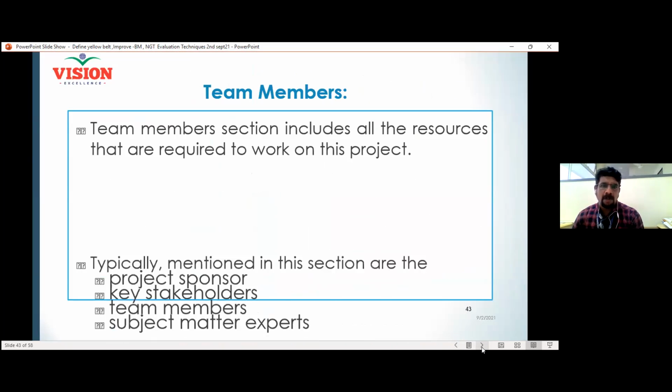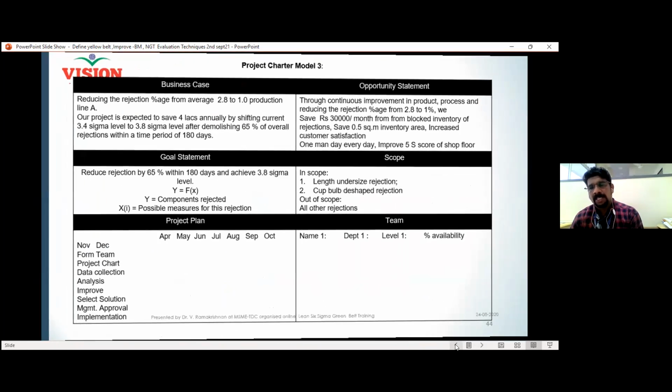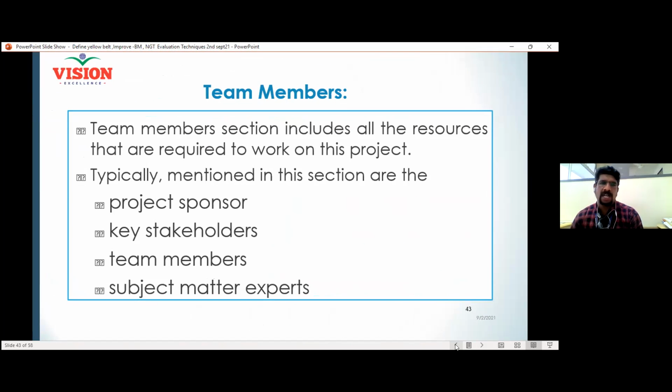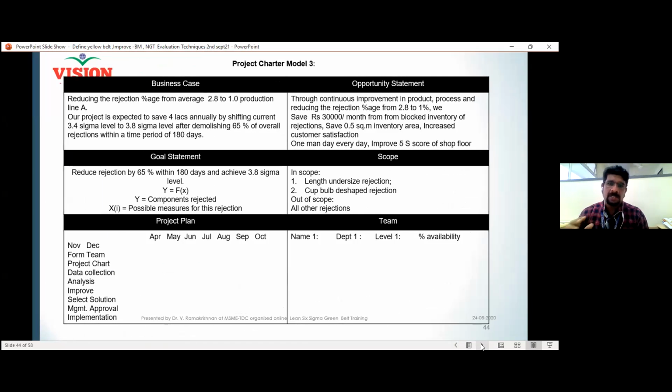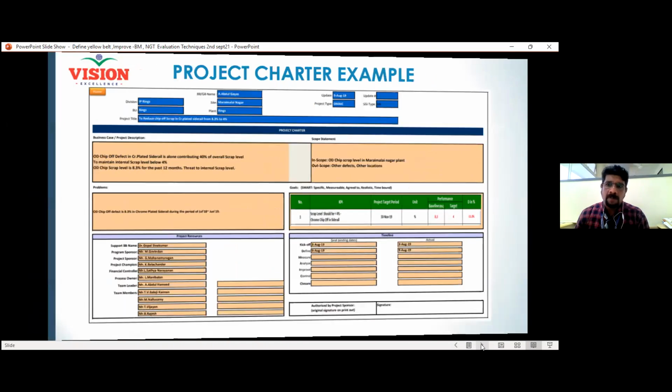Then we have to select proper team members also. Relevant team members who are having proper experience, who are subject matter experts, and who are facing the pain, and people who are key stakeholders, all must be a member of the team. That will help us to propel the project in the particular direction. So this is a model of the project charter.